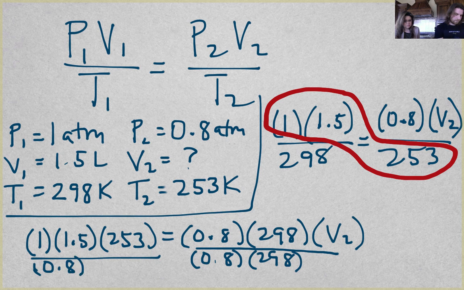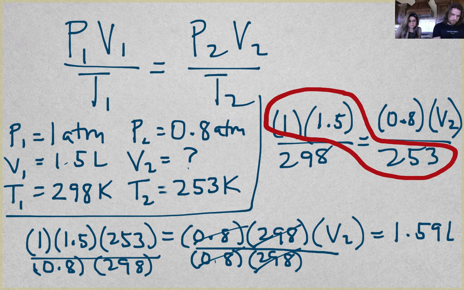It takes a long time to write out math problems. I'll tell you what, these will cancel out. V2 is going to be equal to that stuff over on the left-hand side. If we work it all out correctly on our calculator, our new volume is 1.59 liters.